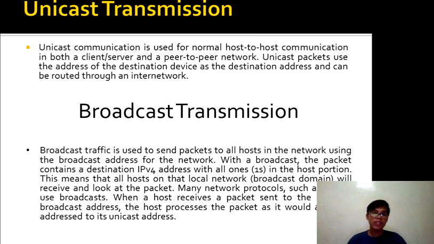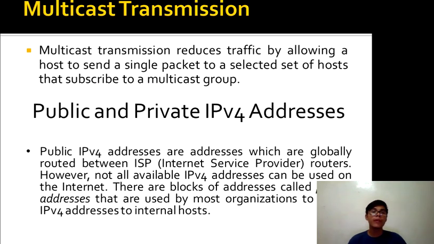Unicast communication is used for normal host-to-host communication in both client-server and peer-to-peer networks. Unicast packets use the address of the destination device as the destination address and can be routed through an entire network. Broadcast transmission. Broadcast transmission is used to send packets to all hosts in the network using the broadcast address for the network. Multicast transmission. Multicast transmission reduces traffic by allowing a host to send a single packet to a selected set of hosts that subscribe to a multicast group.